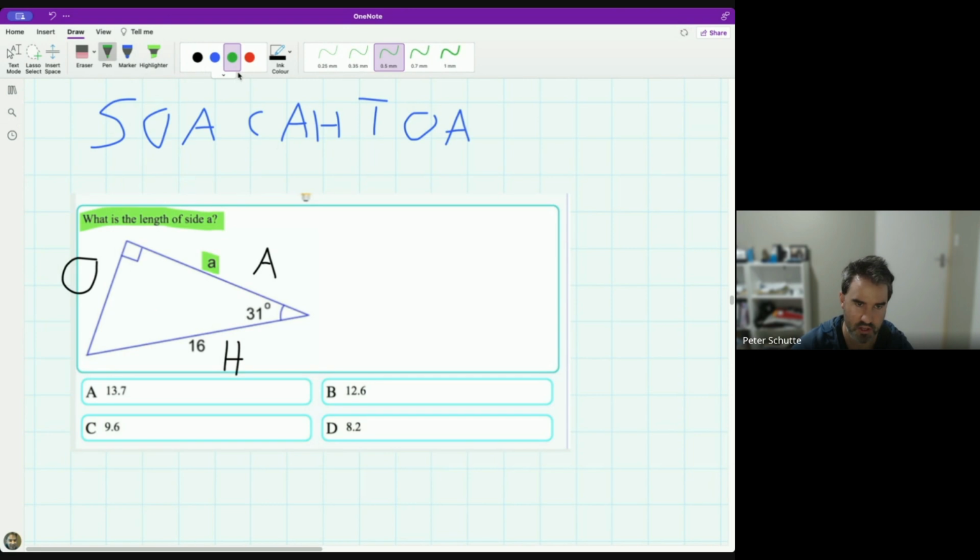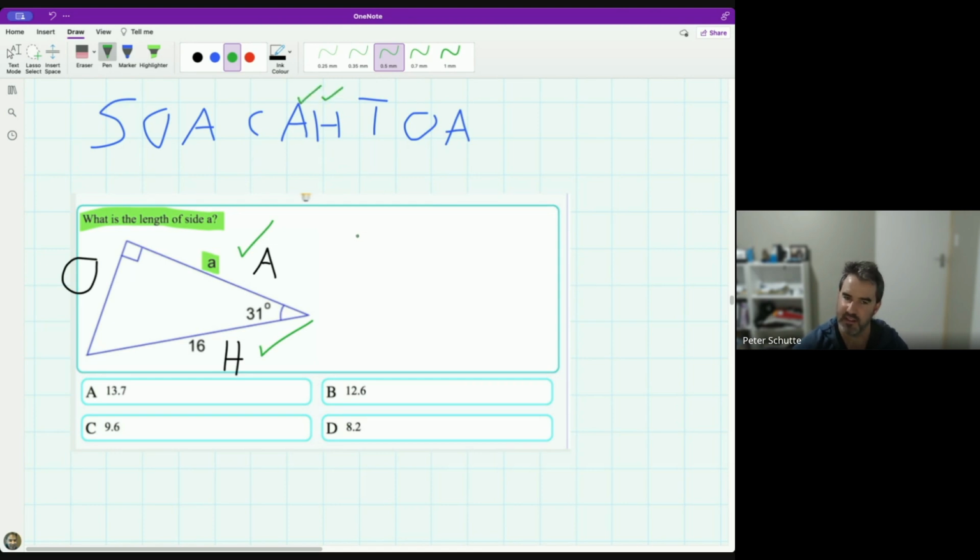Then we'd ask, what side do we want? We want to find A. What side do we know? Well, we know H. And then we ask ourselves, what trig ratio involves an A and an H? Can you tell me what trig ratio involves an A and an H? It's cos. Yeah, perfect. Because there's the A and there's the H.